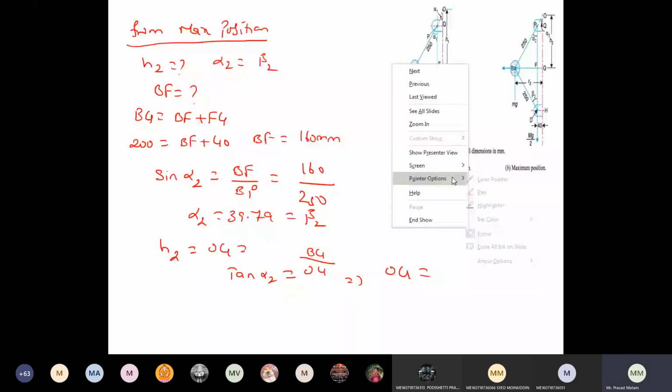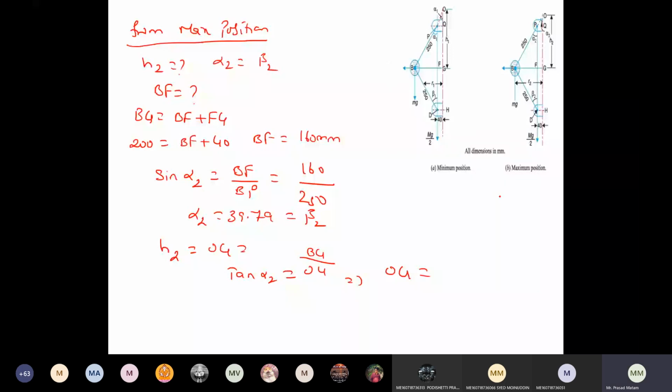Now from this, OG is equal to how much are we getting? BG by tan alpha 2. What is the BG value we got? What is the radius of rotation? BG is equal to 200 mm by tan 39.7. But how much are we getting for OG? Height of a governor. This comes around 240, right, 240 mm, 0.24 meter. Now we got all the values.